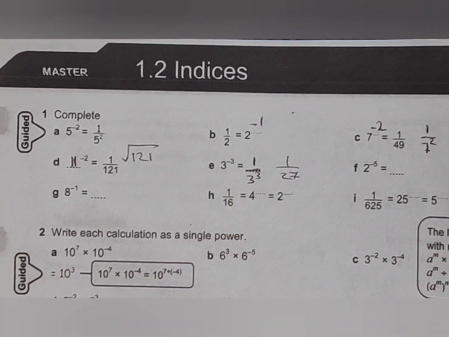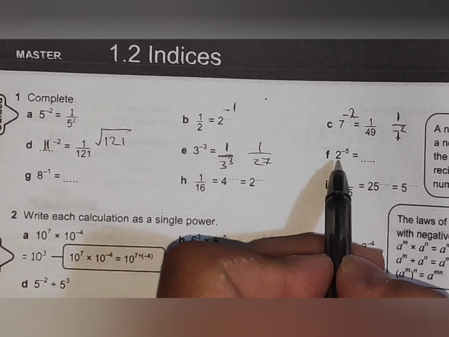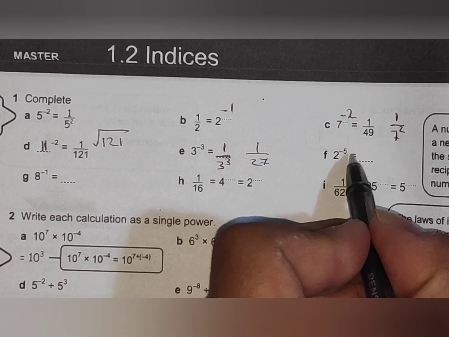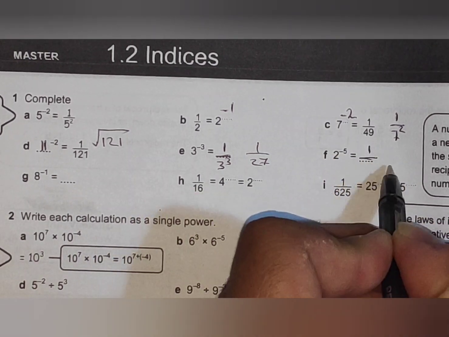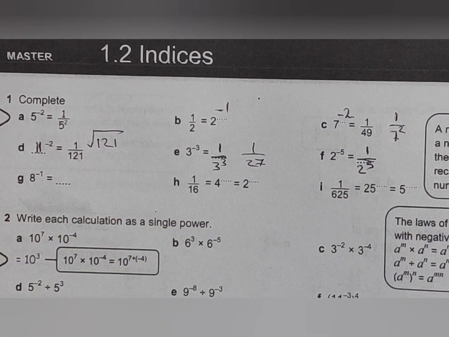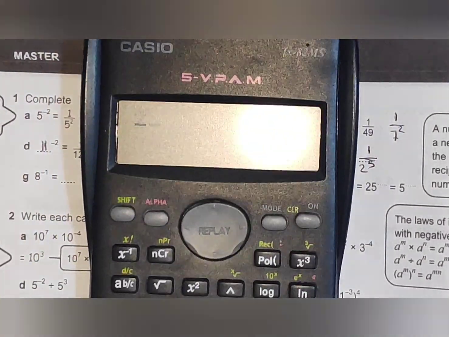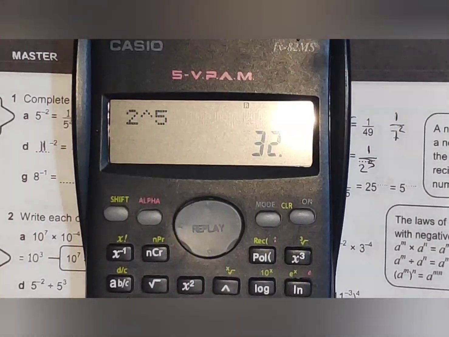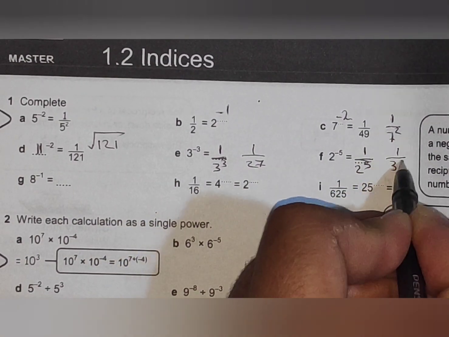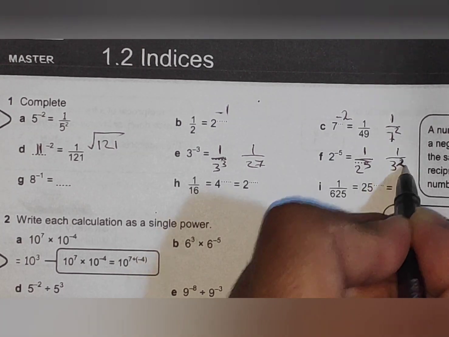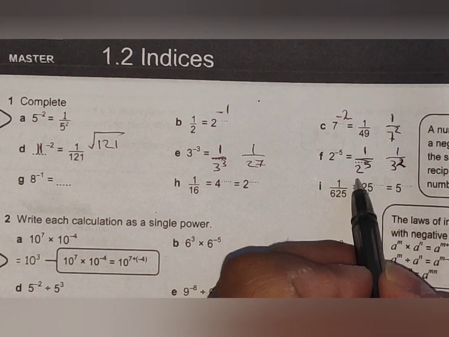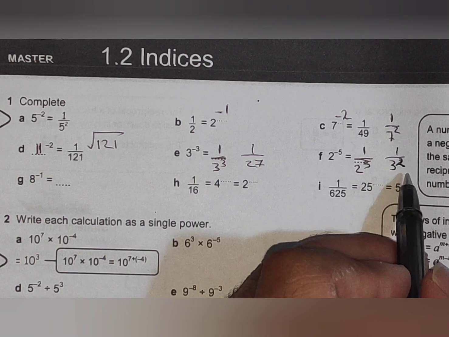Now, for question F here, we have 2 power of negative 5. Now, as we said, the negative means 1 over, and then we left 2 power of 5. So we're going to put 2 power of 5 here. Or we can answer it with a calculator. We're going to say 2 power of 5 equals 32. So I can put 32 here, or 1 over 32. It's up to you. Okay? This is not 3 power of 2, it's 32. You can leave it like this, 1 over 2 power of 5, or 1 over 32.